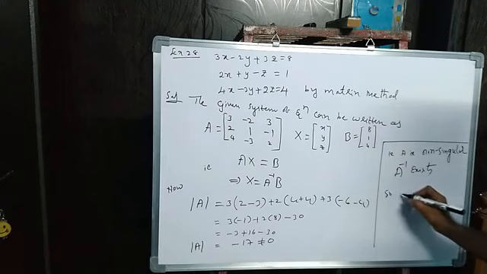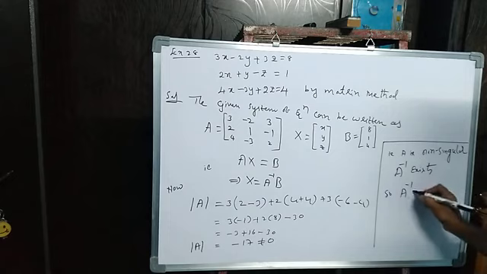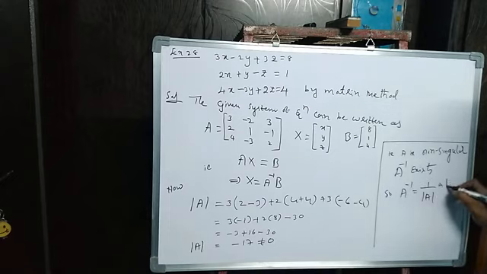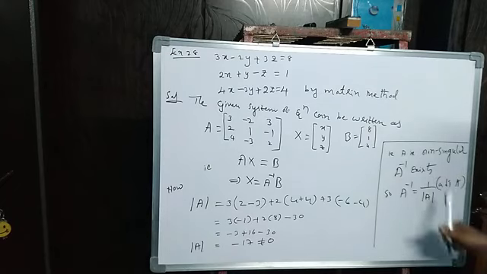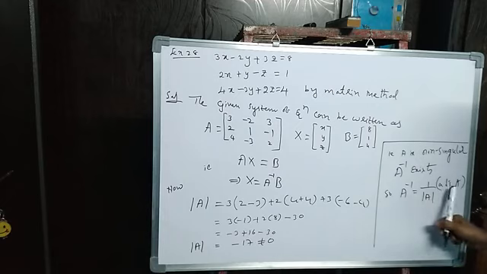So we know what A inverse is here. A inverse is equal to 1 by determinant A into adjoint A. First we have to find A inverse. To find A inverse, what we have to find? The adjoint A matrix we have to find. That we already found. Okay, adjoint A we have to find.